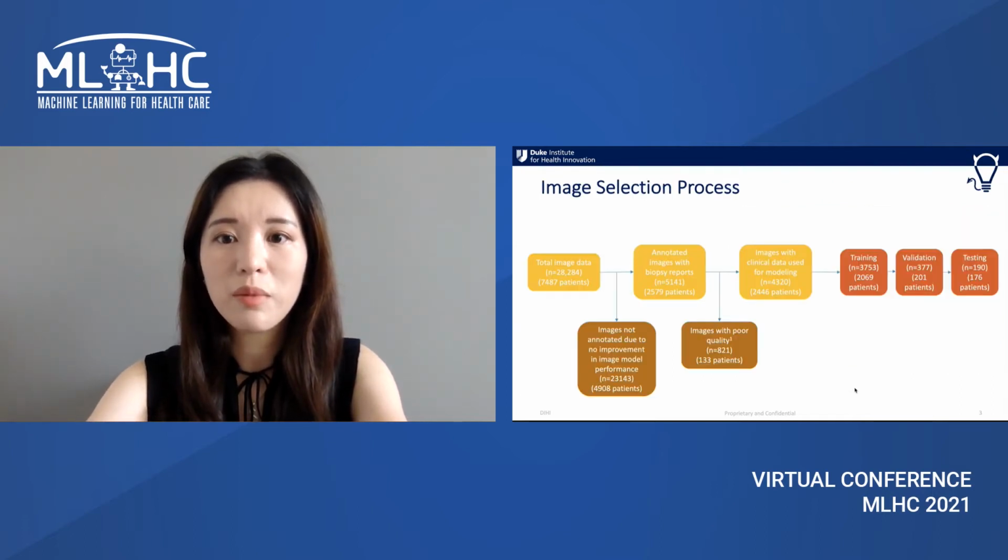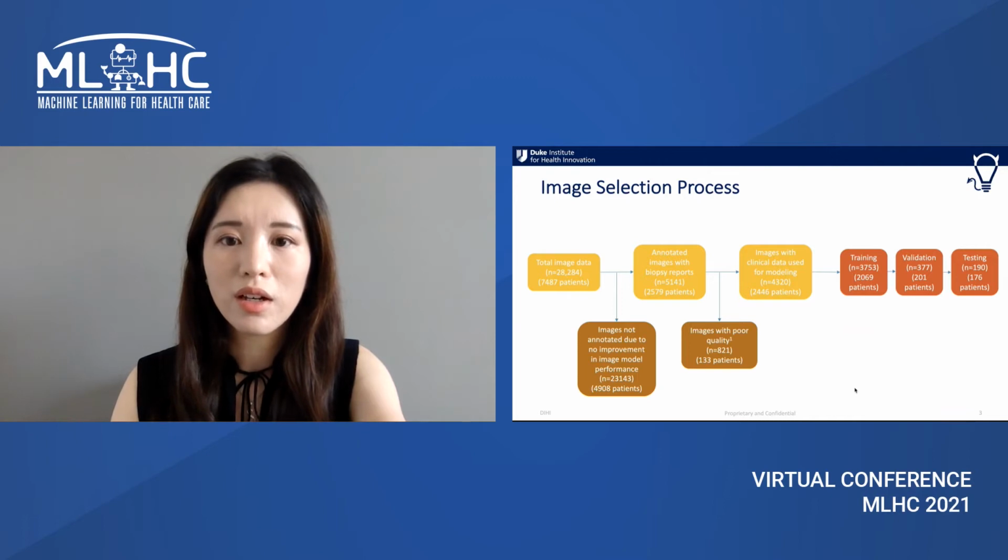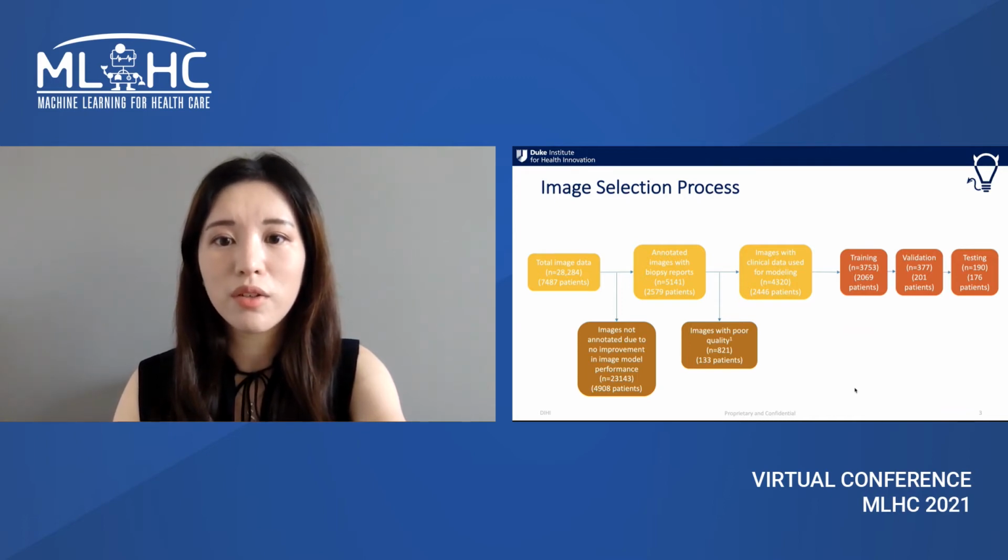This CONSORT diagram describes the process we took in selecting images to train our models. We created 3 models: a convolutional neural network image data alone model, a logistic regression clinical data alone model, and a convolutional neural network combined image and clinical data model. Images had associated histopathological reports that we used as the ground truth.